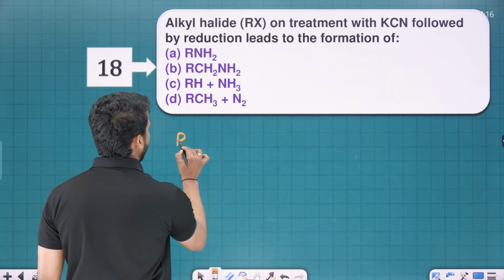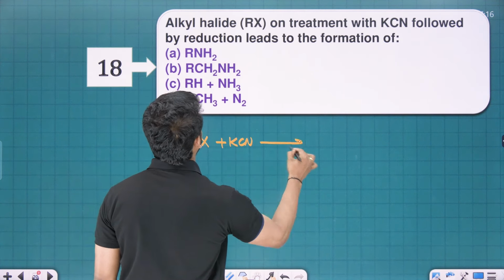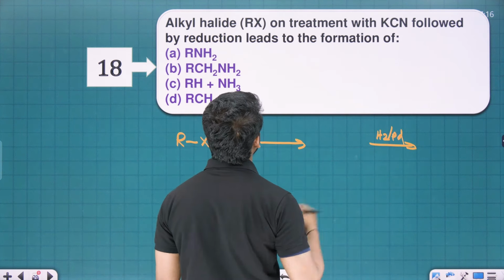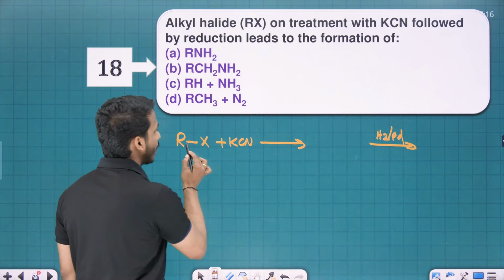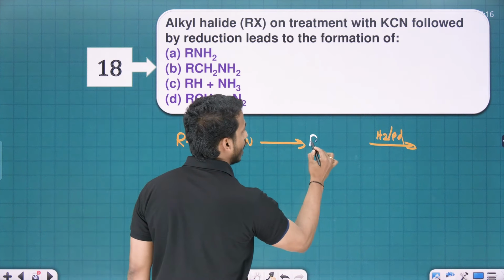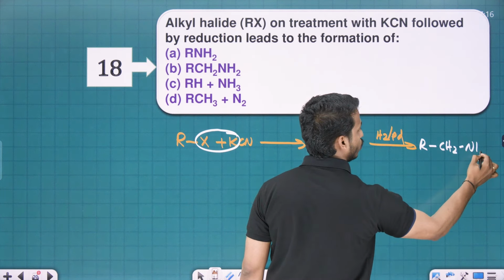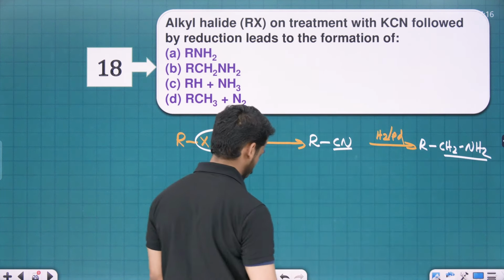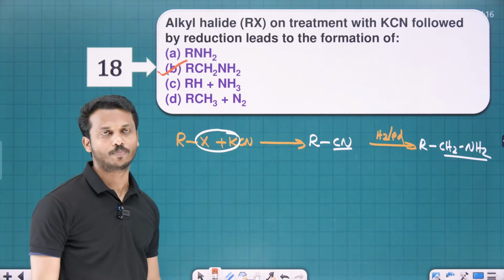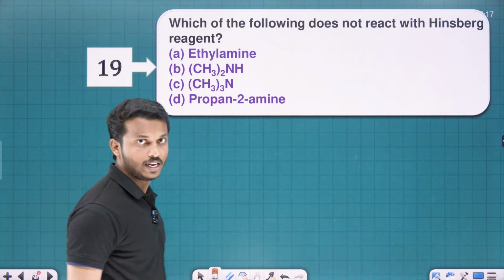Alkyl halide. What is an alkyl halide? RX. On treatment with KCN, followed by reduction, reduction meaning hydrogen with any catalyst, leads to the formation of which one? Tell me all. A primary haloalkane when reacted with KCN, we get cyanide, right? KX is cut off, you get RCN. Cyanide on reduction, we get what? Primary amine, RCH2NH2. CN becomes CH2NH2. So what is the answer? RCH2NH2, that is option B. Simple reaction. Which of the following does not react with the Hinsberg reagent? You know the observation.